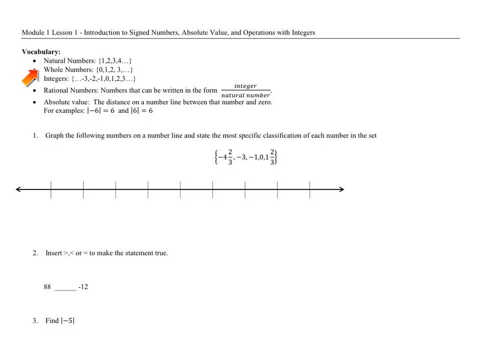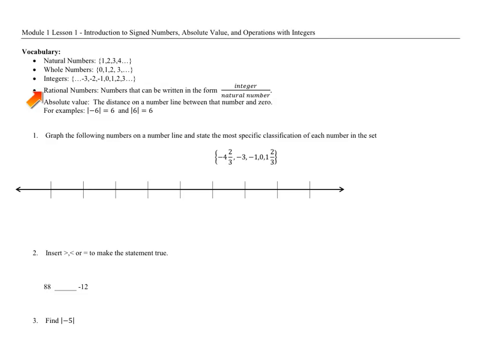Now the whole numbers do include 0. These are the set of numbers 0, 1, 2, 3, 4, etc. Then we have the integers. Those are the negative and positive whole numbers. So negative 3, negative 2, negative 1, 0, 1, 2, 3, etc.